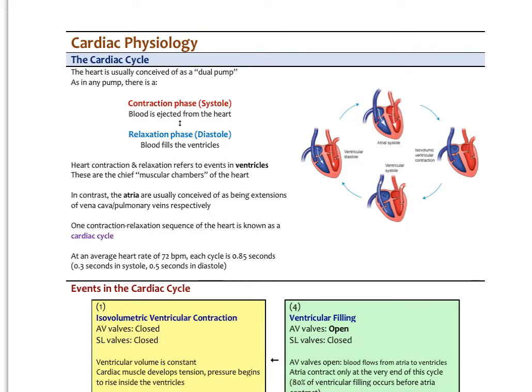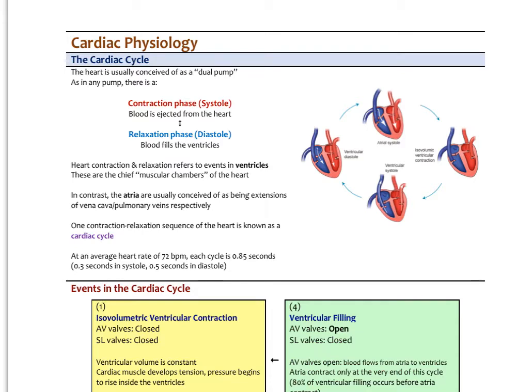So as I mentioned before, the heart is usually conceived of as a dual pump. We'll just start with that analogy first. Again, we'll go into this question later. Is the heart really a pump, or is it more complicated? But it's easier to think about the physiology from this way.